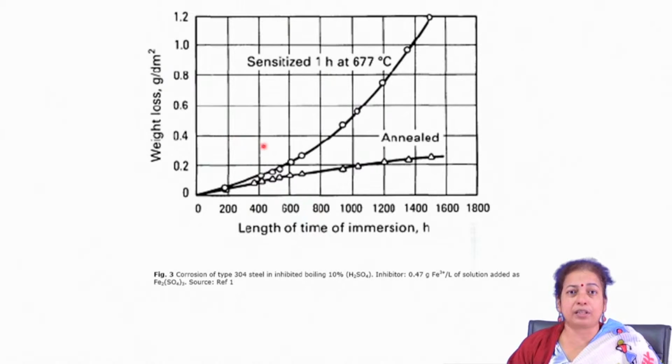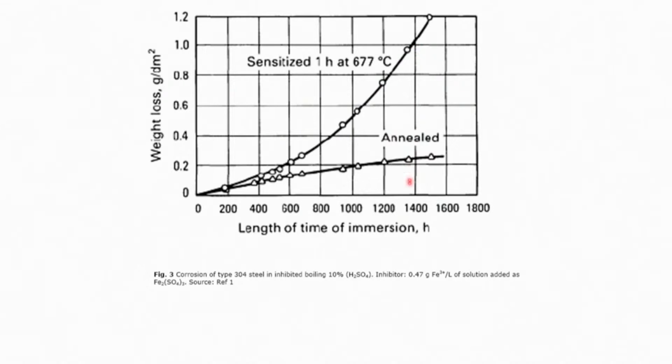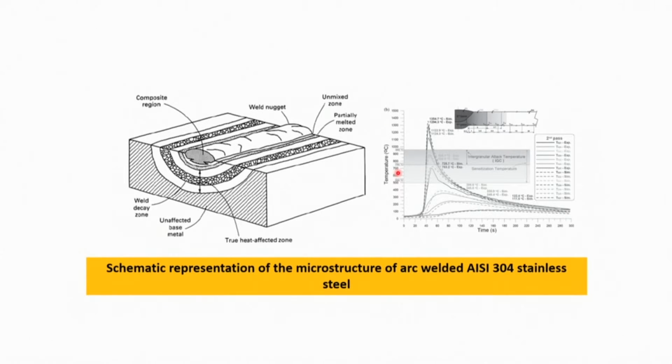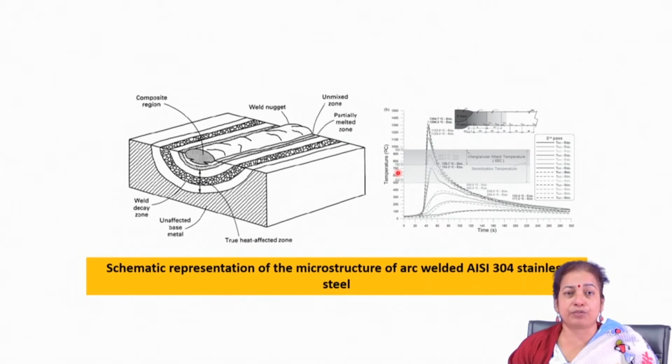If you find out the corrosion rate of sensitized steel as compared to that of annealed steel, you will find that the corrosion rate is much higher than that of annealed steel. This is a typical observation, and it is a major effect of intergranular corrosion. This particular kind of corrosion needs to be avoided, because when you do arc welding and the heat affected zone is subjected to a corrosive environment and undergoes corrosion, that is not desired.